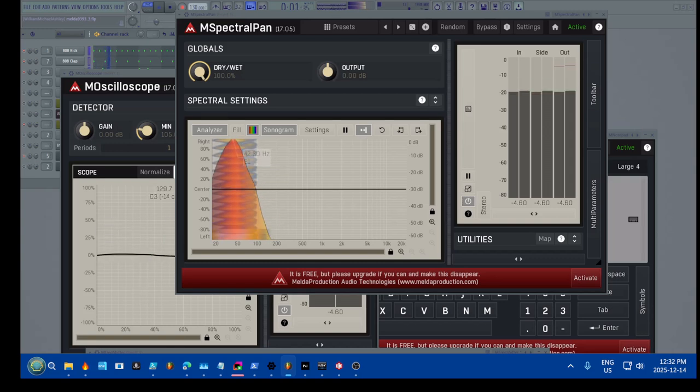Yeah, I think I've blathered on a lot, but hopefully at least it introduces the idea of a lot of these Melda plugins.